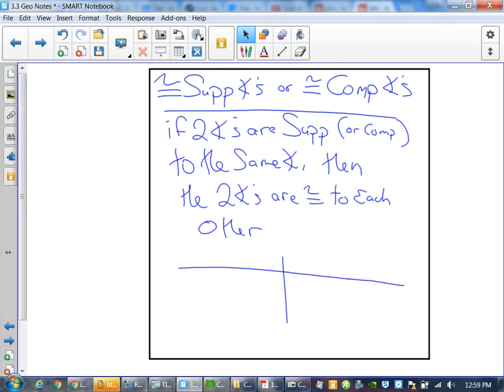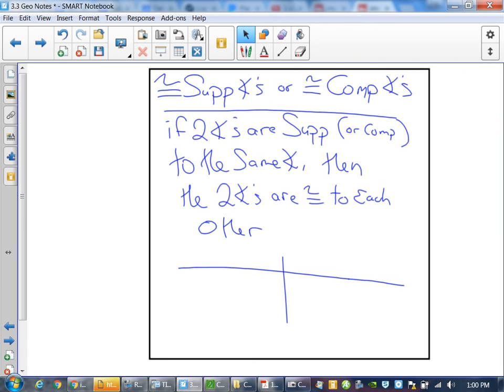So if two angles are supplementary, or two angles are complementary, to the same angle, then those two angles are going to be congruent to each other. Just think about it: two angles that both measure 160 degrees are both supplementary to something that's 20 degrees. Therefore, they have to be congruent to each other. And two angles that both measure 70 degrees are both complementary to a 20-degree angle, so the 70-degree angles have to be equal to each other.